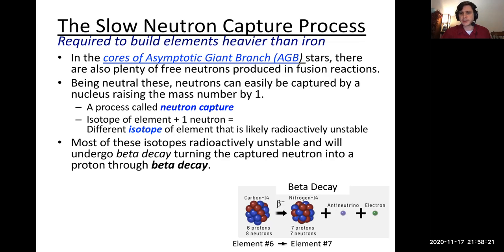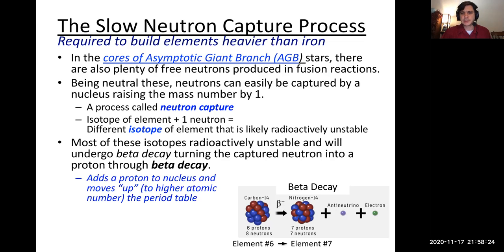So essentially what we're talking about is taking something like carbon 13, adding a neutron to it, making it carbon 14. It'll radioactively decay, change one of those neutrons to a proton, thus becoming element number 7 instead of element number 6. So it's going to become nitrogen, and it converted 1 neutron to 1 proton. So now it has 7 protons and 7 neutrons.